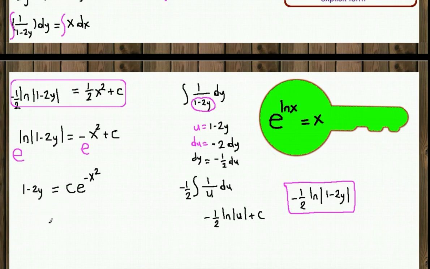Subtract 1 from both sides. So negative 2y equals c e to the negative x squared, minus 1. And divide both sides by negative 2. So you get y equals negative (c times e to the negative x squared minus 1) over 2. So this is our explicit form.